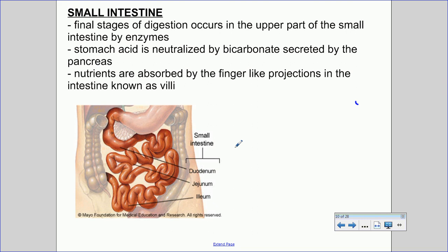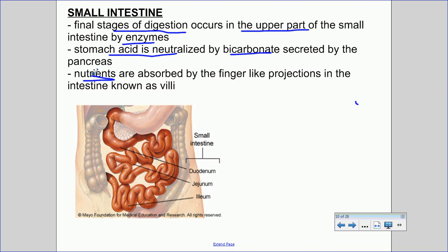From the stomach, that food bolus will then enter into the small intestine, and it is here where the final stages of digestion will occur in the upper part of the small intestine by enzymes. The stomach acid that is accompanying that food bolus is going to be neutralized by bicarbonate secreted by the pancreas. This will also increase the pH to be slightly alkaline.